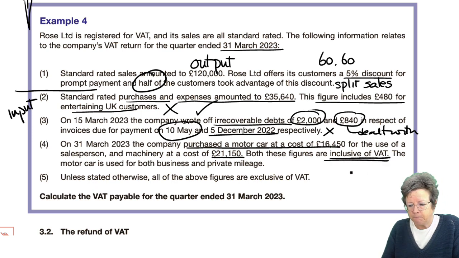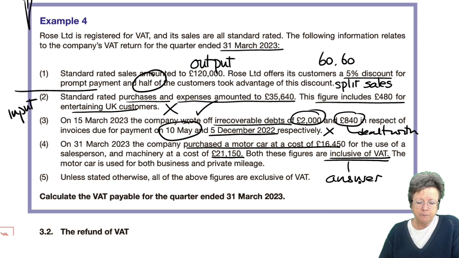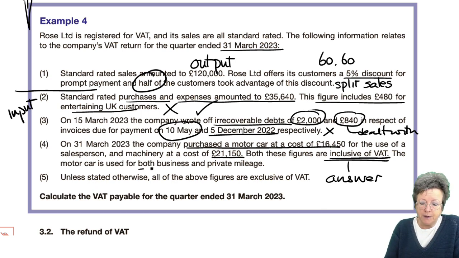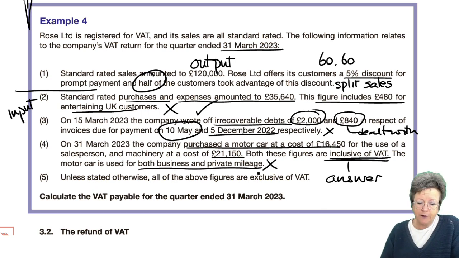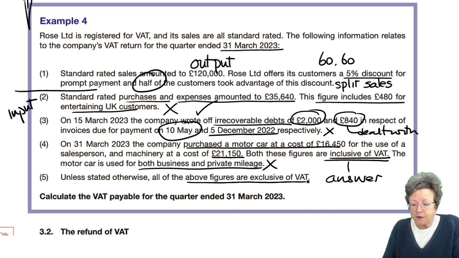Dealt with differently. Okay, so we'll show you in the answer. He'll show you how that works when we come to the answer. Both the car is used for business and private, therefore we can't have that. So unless otherwise stated, all the above figures are exclusive. In other words, we have to work out the VAT at 20%. Now that's inclusive, which means it's a different calculation.